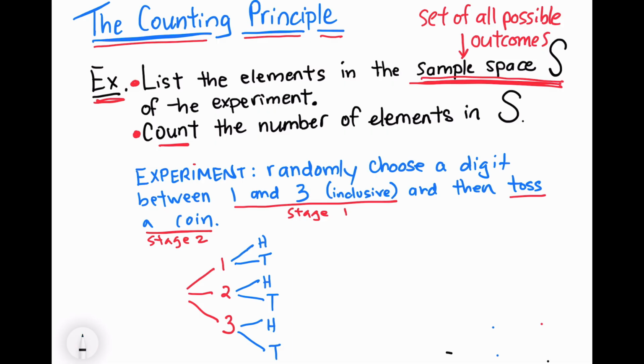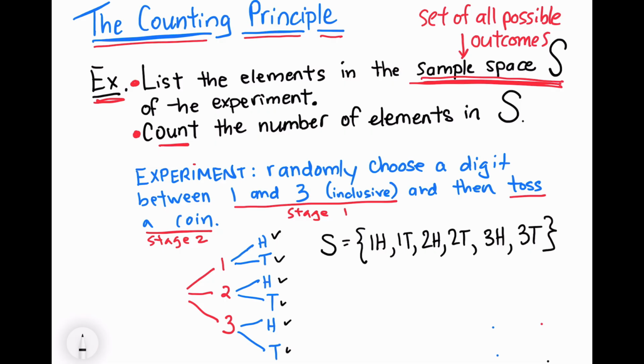So S, in this case, our sample space, is equal to, I'm going to write this down. The first possible outcome is 1 with an H, or we can get a 1 with tails, and we can get a 2 in the head, or a 2 in a tail, or a 3 in a head, and then a 3 in a tail. So that is every single possible outcome. And how many elements? If we count the number of elements, we get 1, 2, 3, 4, 5, 6.